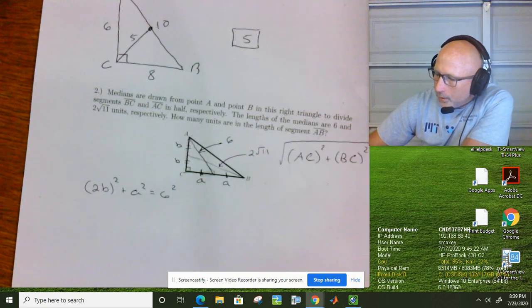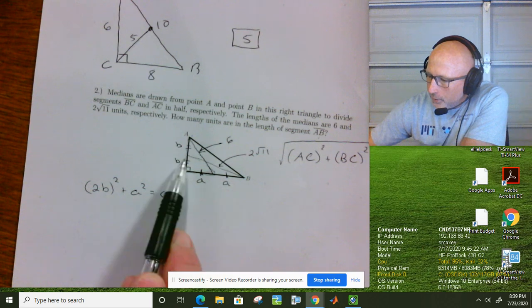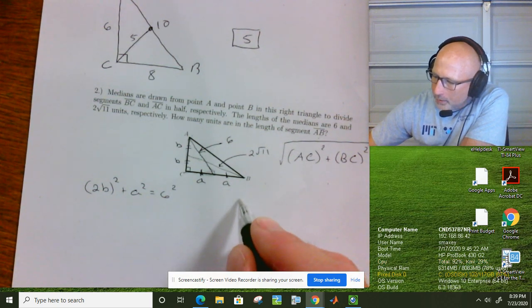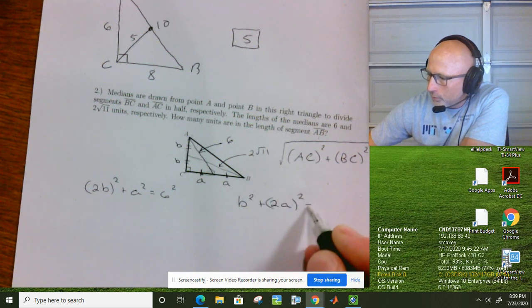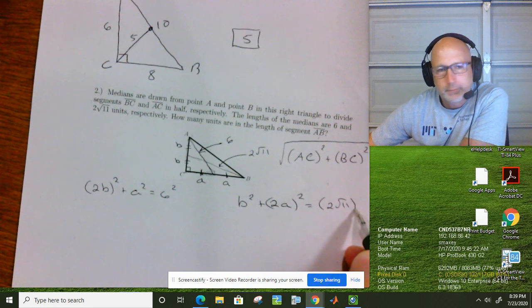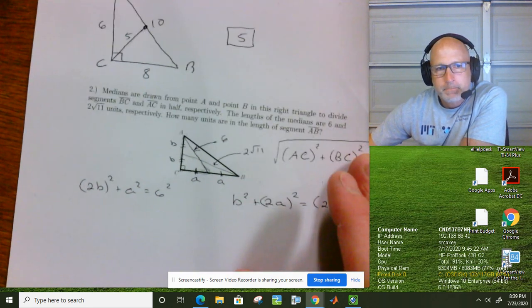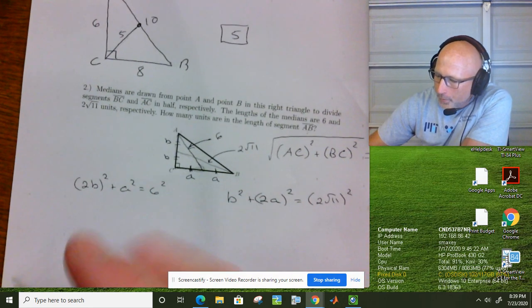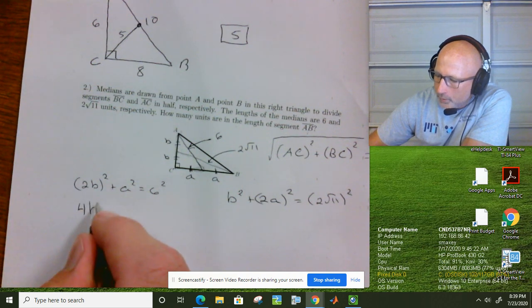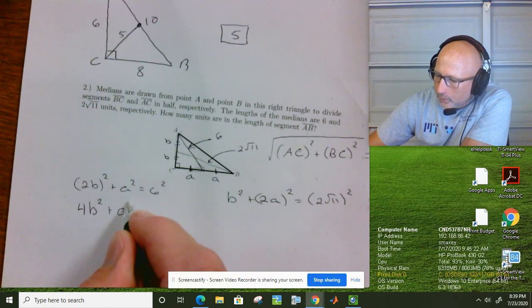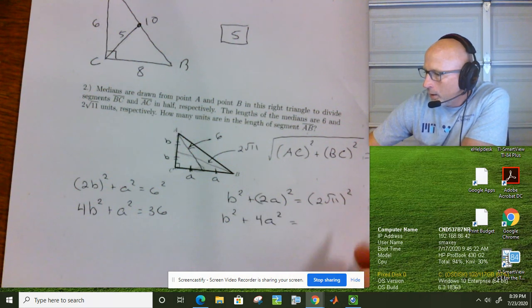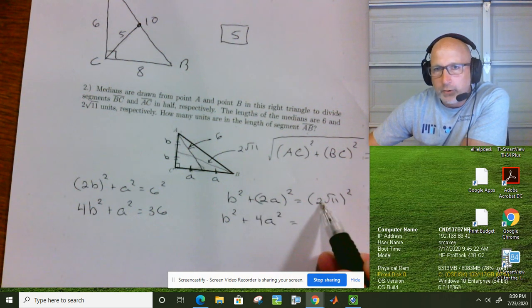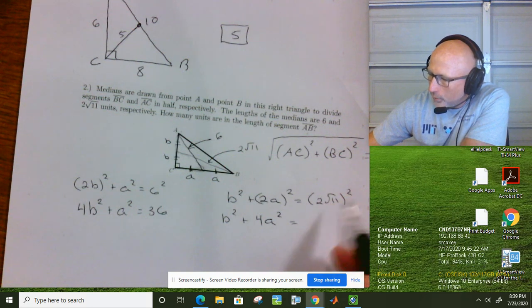I'm going to take a look at the other right triangle right here. The other one I'm going to have is B squared plus 2A squared equal to 2 root 11 squared. So let's clean this up a little bit. I have 4B squared plus A squared equal to 36. And over here, I have B squared plus 4A squared equal to 2 squared, which is 4, times root 11 squared, which is 11. 4 times 11 gives you 44.